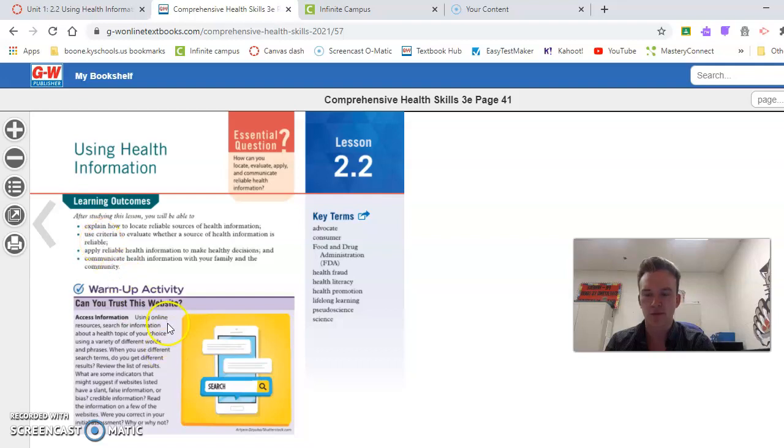The learning outcomes. After this chapter's lesson is over, we would like for you to know: explain how to locate reliable sources of health information, use criteria to evaluate whether a source of health information is reliable, apply reliable health information to make healthy decisions, and communicate health information with your family and the community.